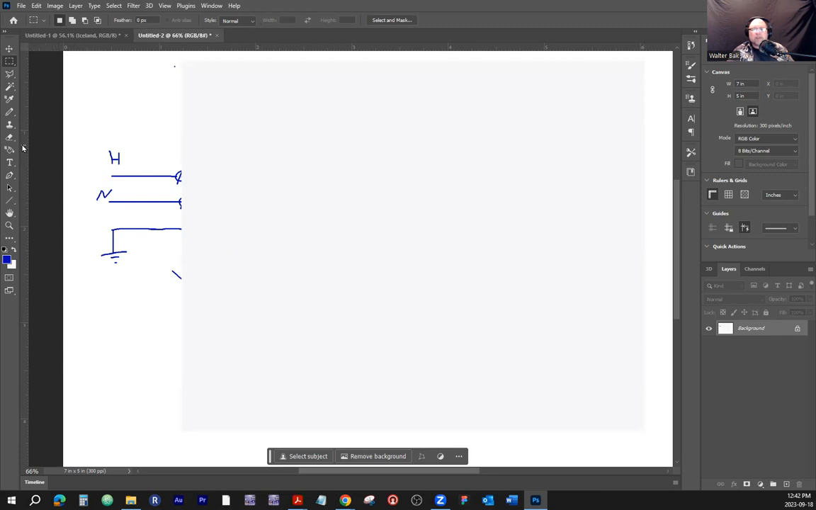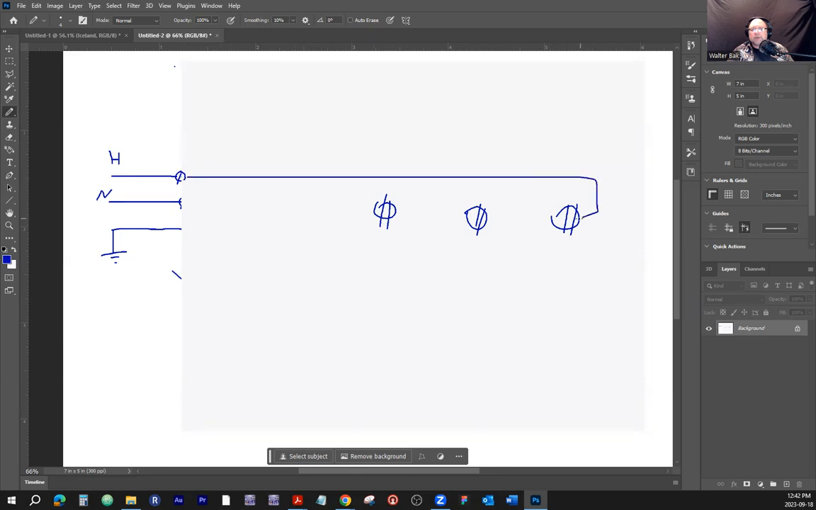So let's see, we have the hot, neutral, and ground power supply. Here's a duplex receptacle. Here's a duplex receptacle. Here's a duplex receptacle. If we connected them in series, it would look like this, like that, like that, and like that. Okay, so let's say we have a TV plugged into this one here.